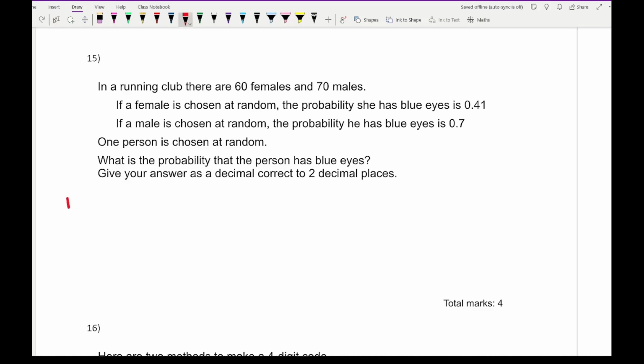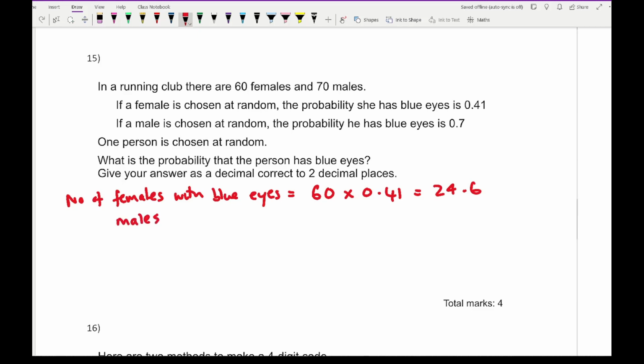So first of all, let's look at the number of females with blue eyes. That's going to be 60 times the probability, which is 0.41, and that comes up to a value of 24.6. Now we know we can't get 0.6 of a female, but let's just leave it as that to begin with. The next thing I then need to do is work out the same for the males, in which case it's going to be 70 times 0.7, and that does give me a whole number of 49.